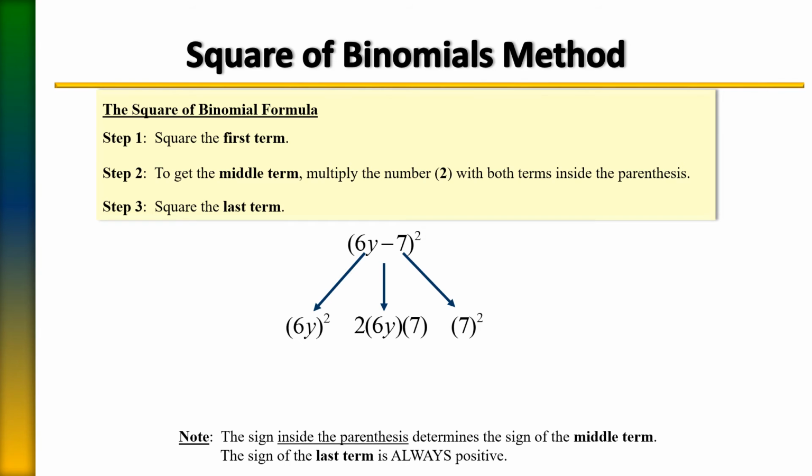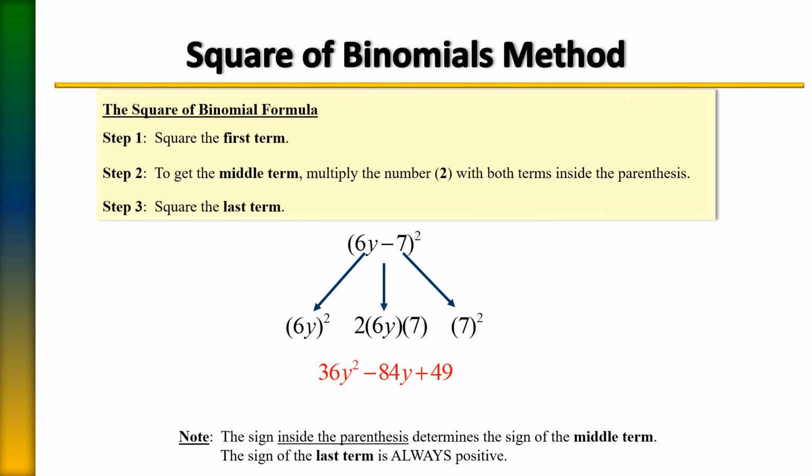So when we square 6y, 6y times 6y equals what? Yes, 36y squared. And then to get your middle term, you multiply 2 times 6, which is 12. 12 times 7 is 84. Don't forget your y, so that's going to be 84y. Square that last term of 7. 7 times 7 is 49. And there you have it, the square of binomial method: 36y squared minus 84y plus 49. And we didn't have to do first, outer, inner, last. Not bad.